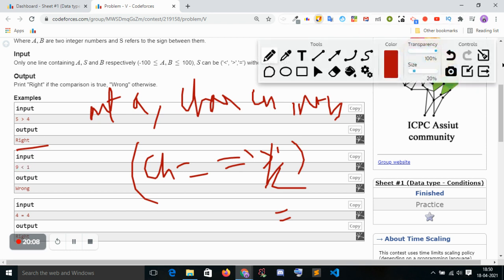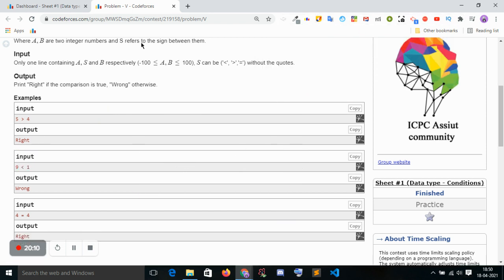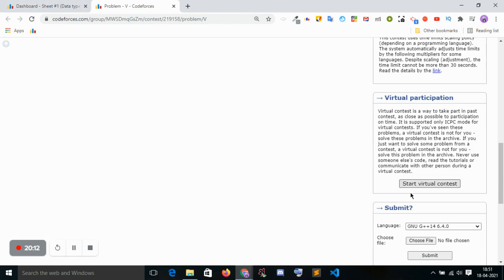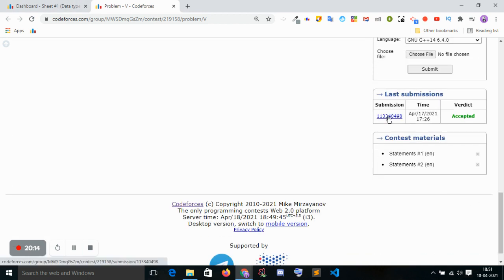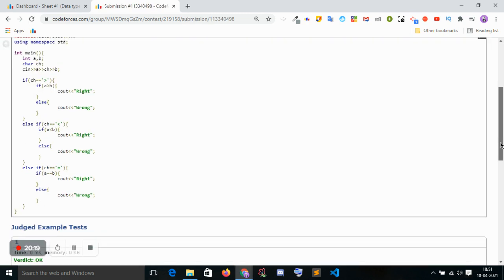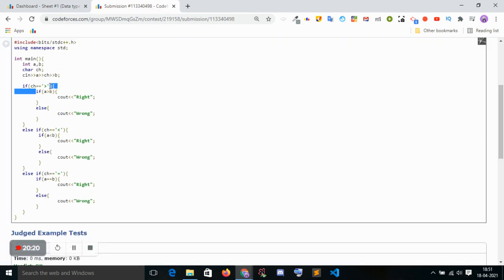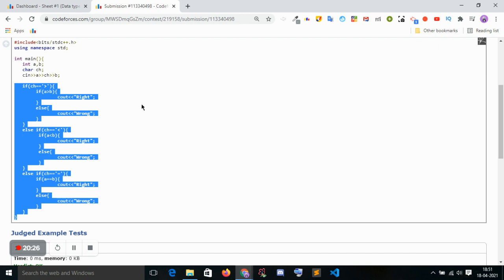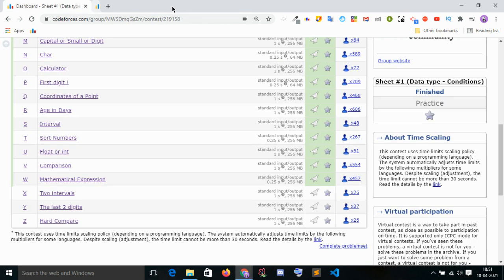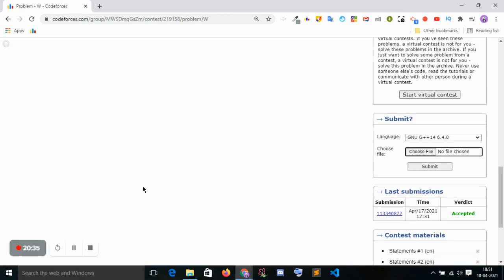So let's try to do another problem. If you want to check my answer, you can, but before that, I think you should write your own one time. If ch equals this one, I take input like int a, char ch, and int b. So try it on your own. I always say that. The mathematical expressions, and this is the last one in the video.